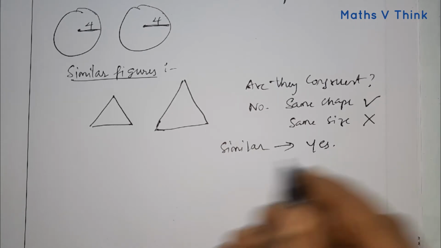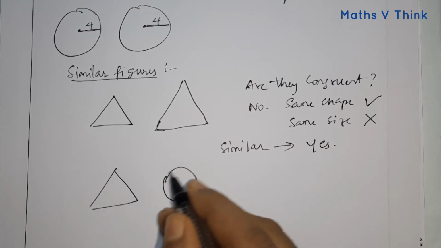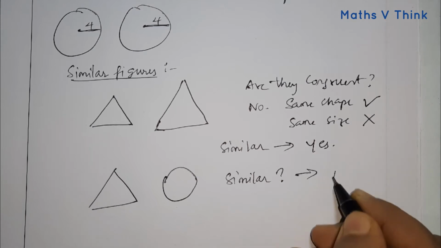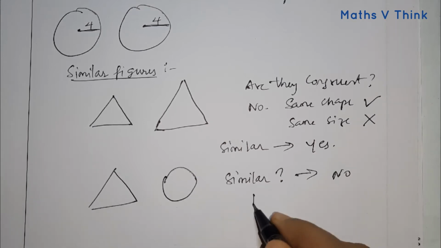One more example I will give, a triangle and a circle. Are they similar? No. Why? Because they have different shapes.